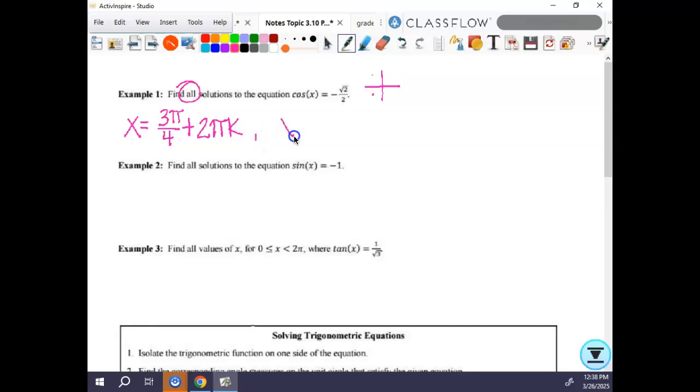And then x equals, what's my third quadrant? 5 pi fourths plus 2 pi k. Okay. Any questions about that? And that takes care of all infinite number of answers.